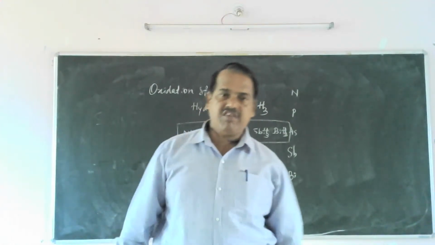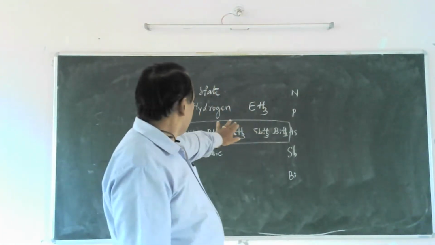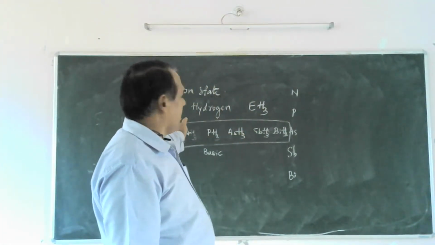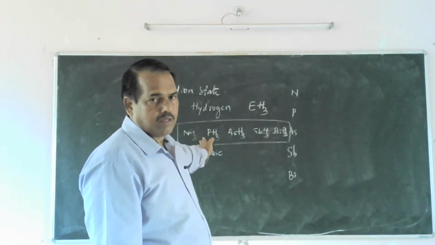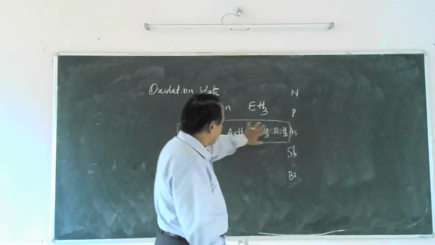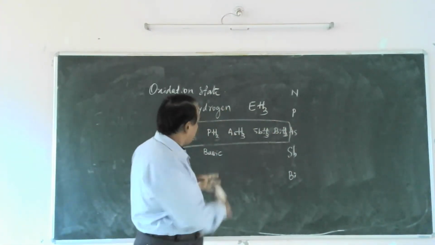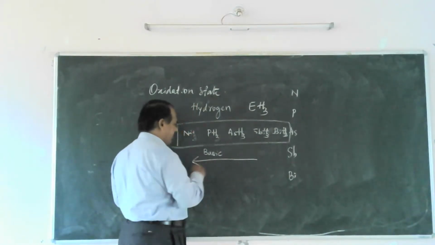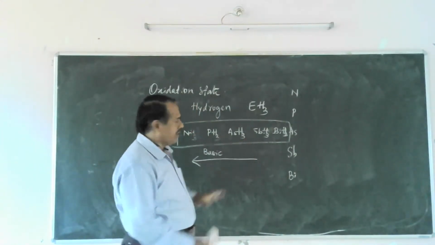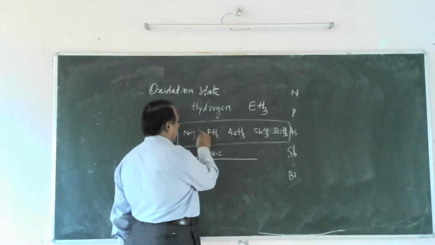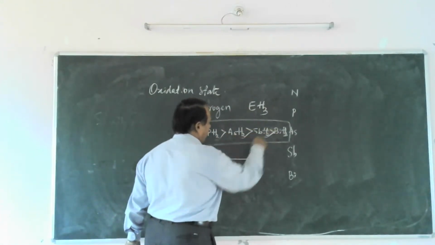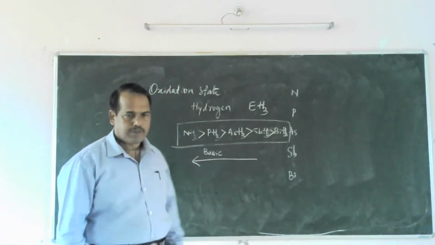Basic character, you know already, ammonia is highly basic. So basic character increases in the reverse order, so basic strength increases. So ammonia is highly basic compared to the other hydrides of the group.